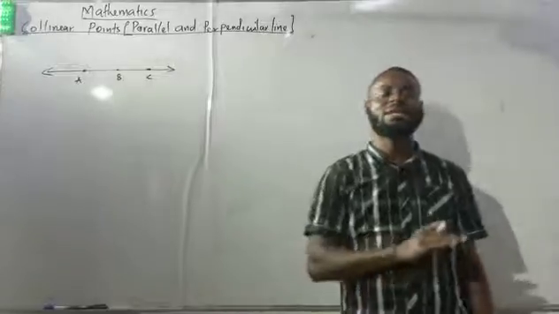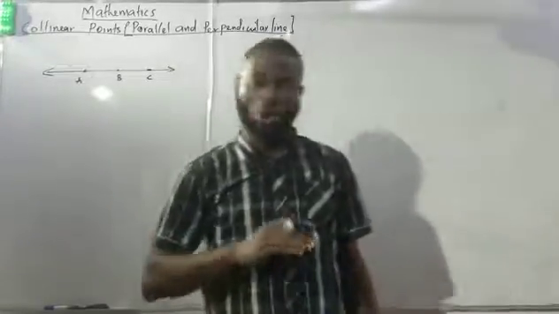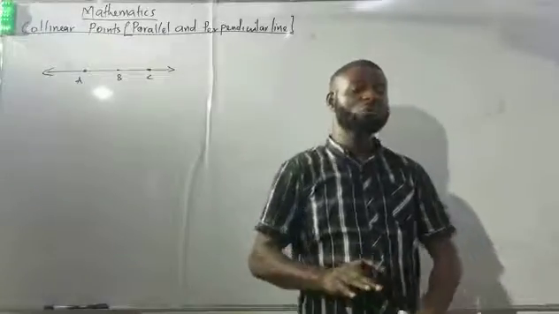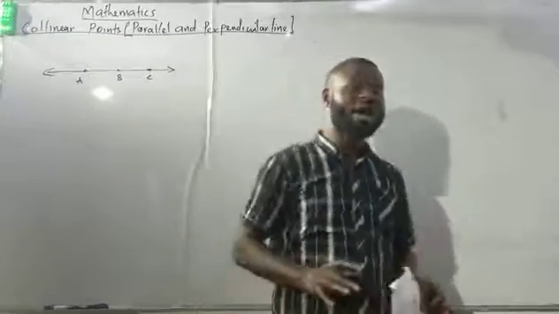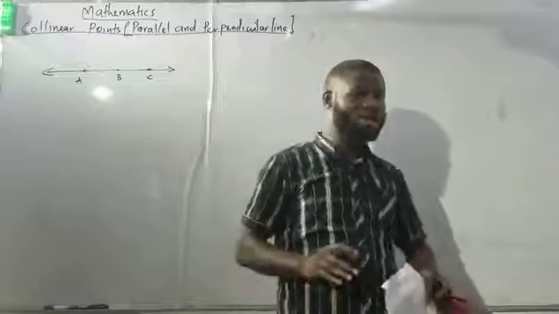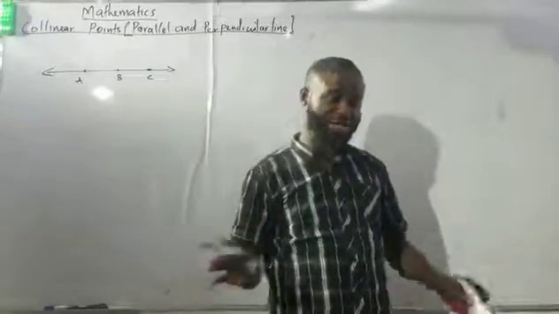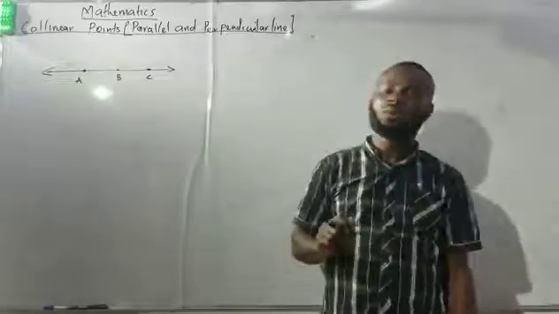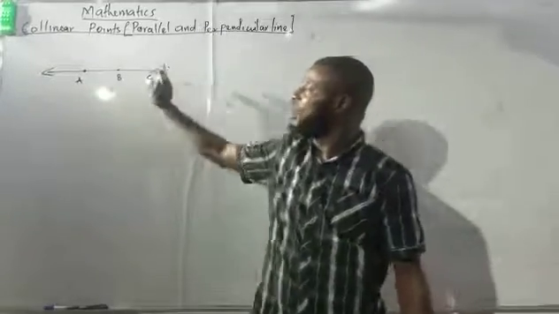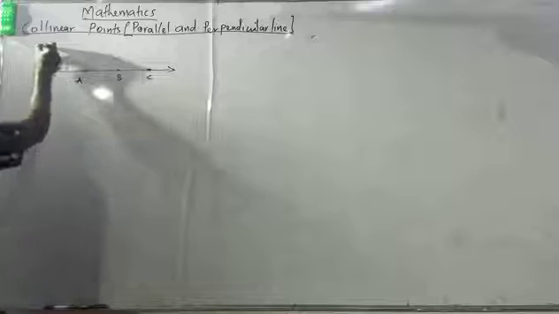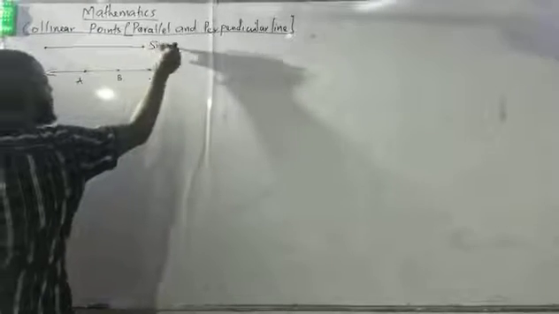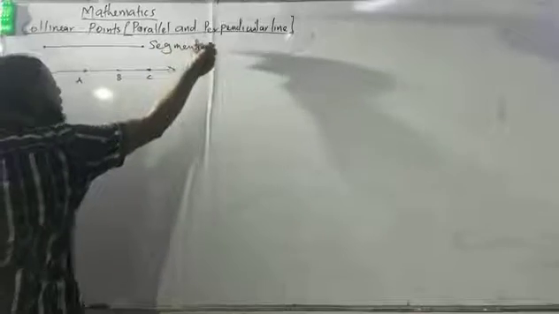A straight line consists of several points that have no beginning and no end. That is a straight line. This is a very good example of a straight line. But when I move to this, it is called a segment. We call it a line segment.